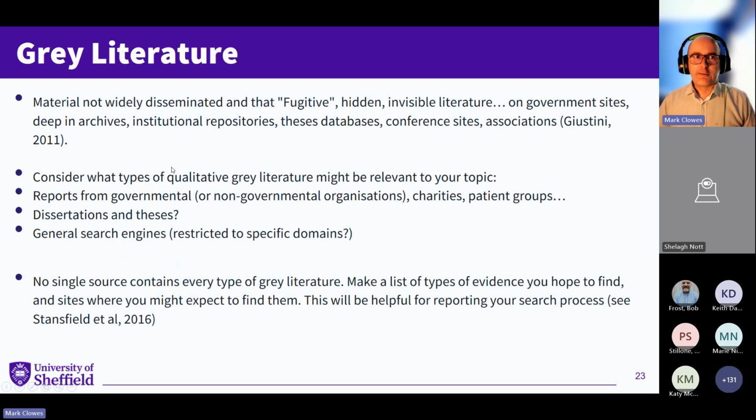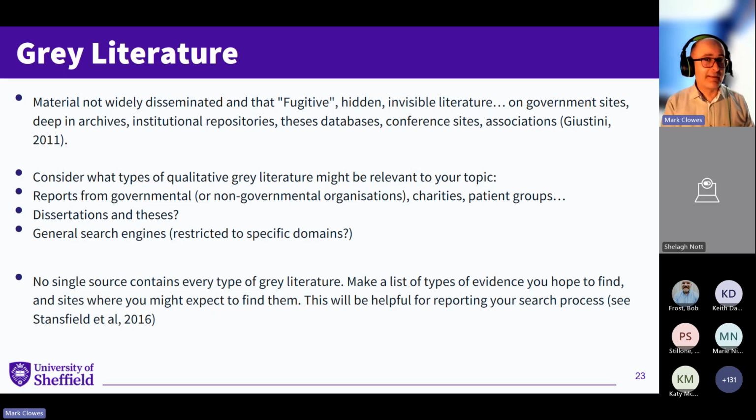You may be more interested than usual in grey literature. And I often find it regrettable that this is like an afterthought for many people in their reviews. It's something that's appended onto the end of, oh, we've got to check grey literature as well. Mark, could you do that? And I always say, well, what do you mean by grey literature? There are so many different types of literature that might fall under that.